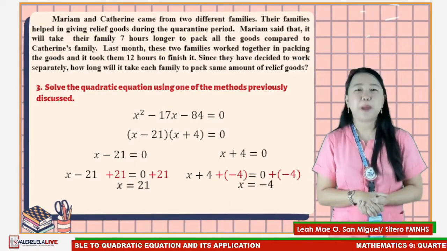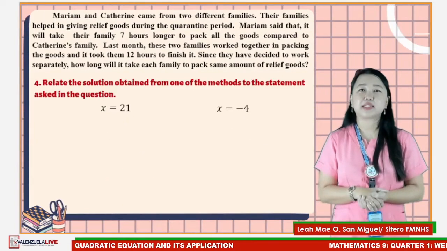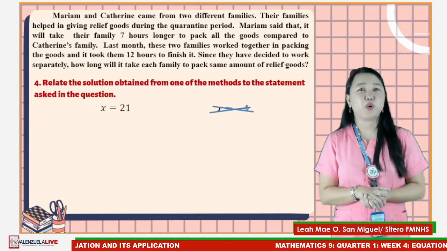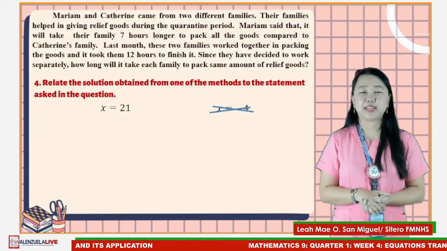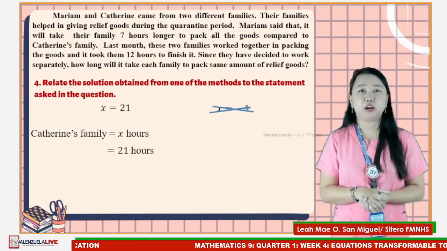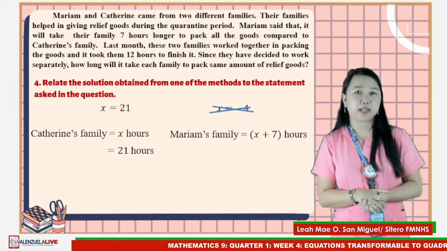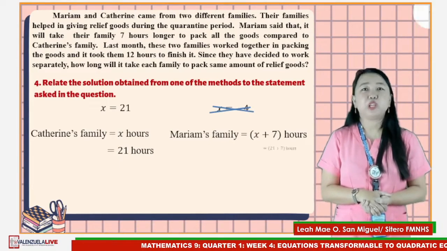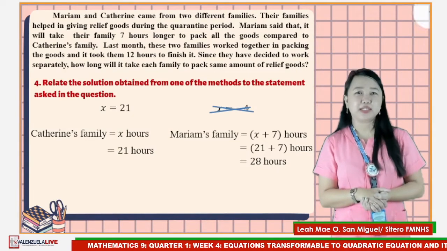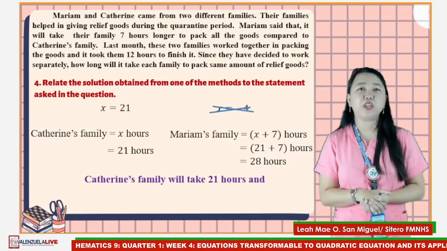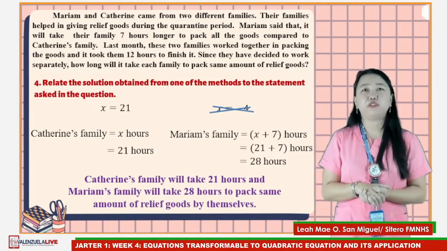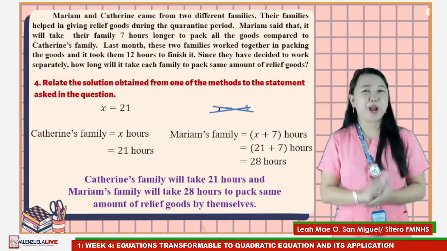However, x represents the number of hours it takes Catherine's family to pack the relief goods. It can't be negative, so x is equal to 21. And it takes Mariam's family x plus 7 hours to pack the same amount of relief goods. Substitute x by 21. We have 21 plus 7, which is equal to 28. Thus, Catherine's family will take 21 hours and Mariam's family will take 28 hours to pack the same amount of relief goods by themselves. Problem solved.